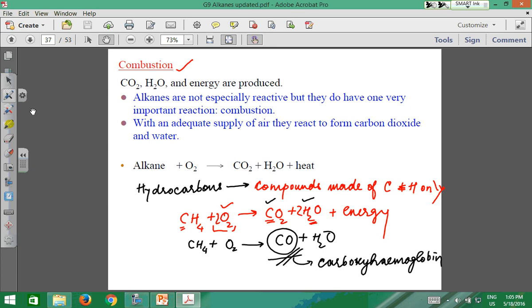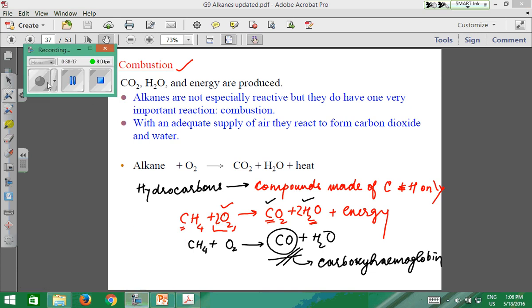Whenever there is an insufficient supply of oxygen, it will give you smoke, and that smoke contains carbon monoxide. When the person inhales it, they will have a lot of headache, vomiting, and the person will become unconscious, and if not removed from the carbon monoxide environment, they will die because of suffocation. This is called insufficient supply of oxygen, or incomplete combustion of hydrocarbons.